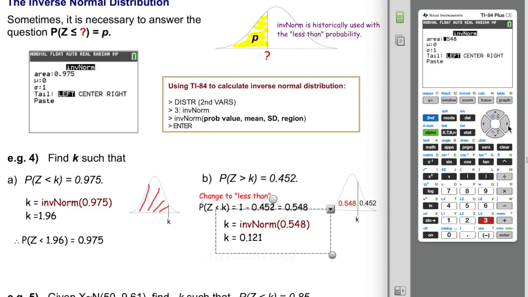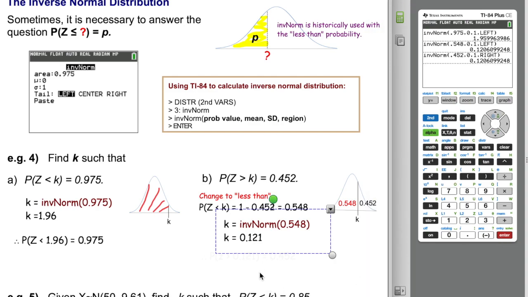Now, what if I try the other way? So what if I don't want to change 0.452 to 1 minus 0.452? Then the area that we're talking about is to the right of the distribution, to the right of k. And this gives you the same answer. Okay, so be careful when you're using the calculator to calculate the inverse normal. Make sure you know what each parameter means when you enter them into the calculator.